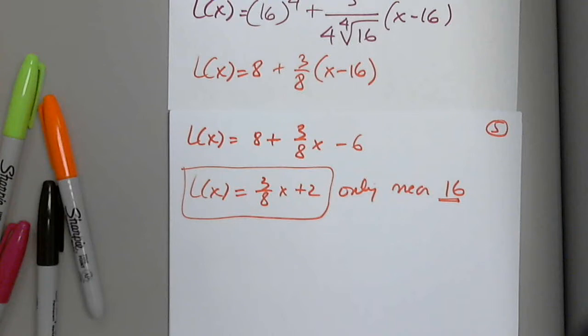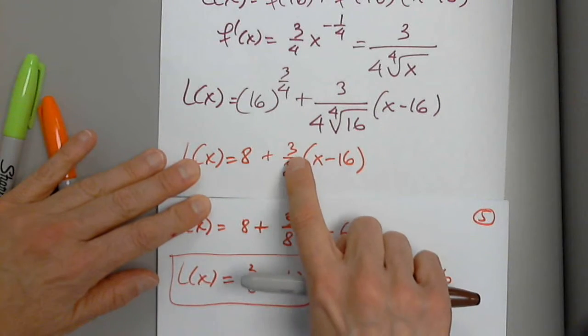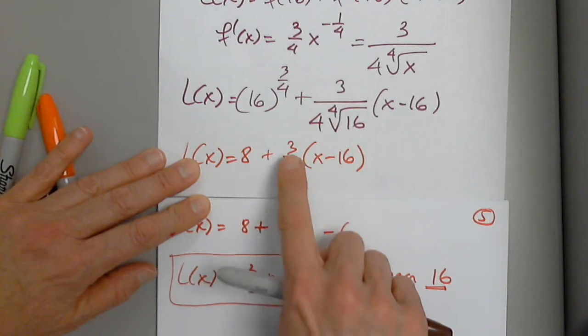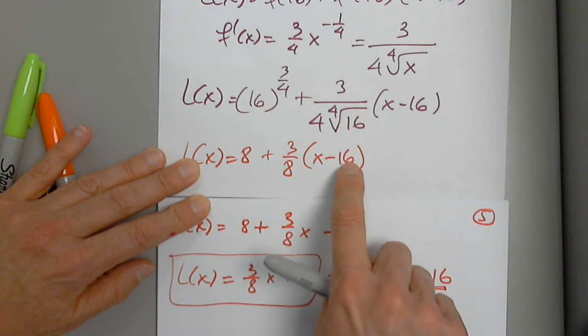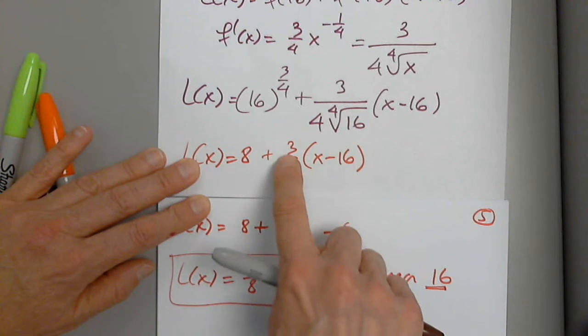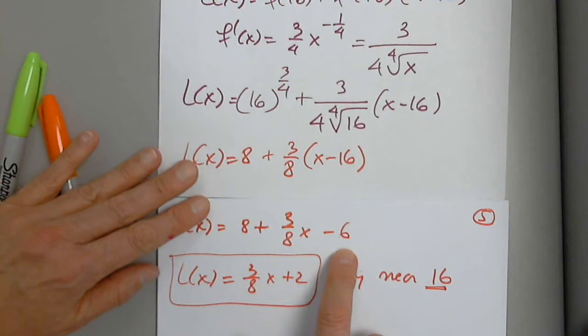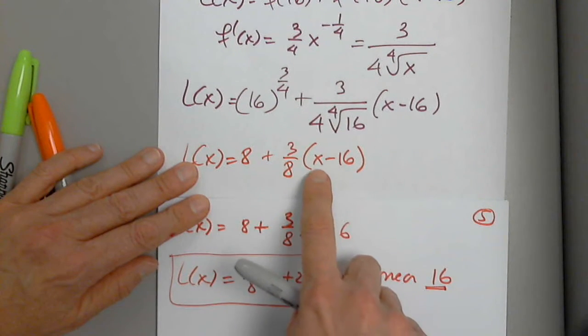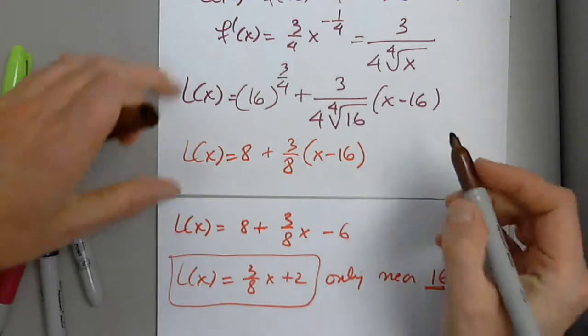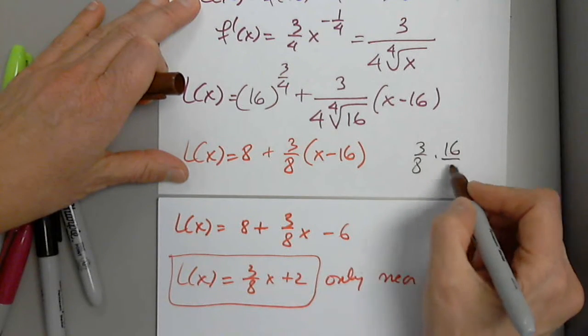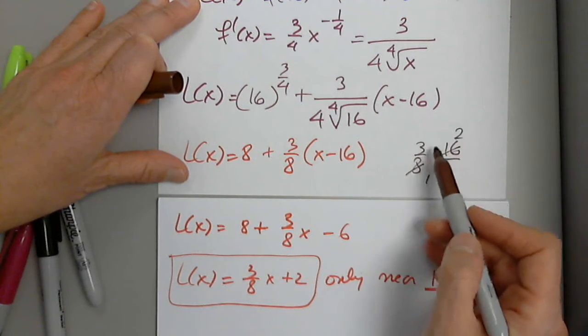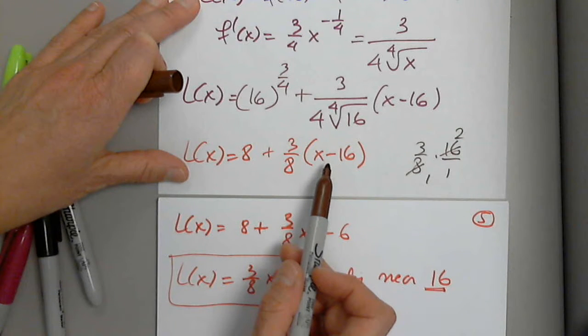Where's the minus 6 coming from? Shouldn't it be minus 3 over 8 times x? 3 over 8 times 16. I simplify by 8. Negative 2 times 3. Negative 6. I have to distribute 3/8 to x and to negative 16. So 3 over 8 times 16 over 1. I get 3 times 2 is 6, but there is a minus.